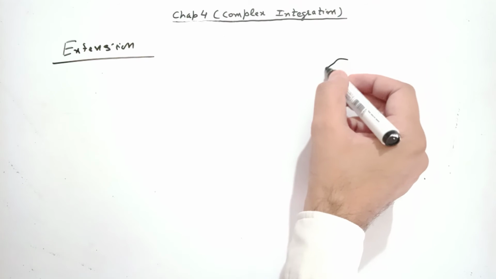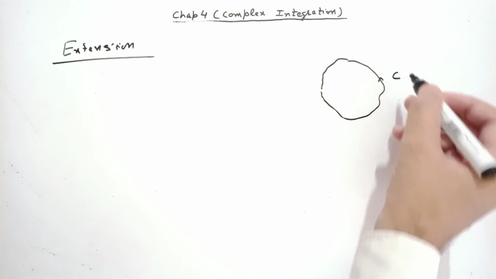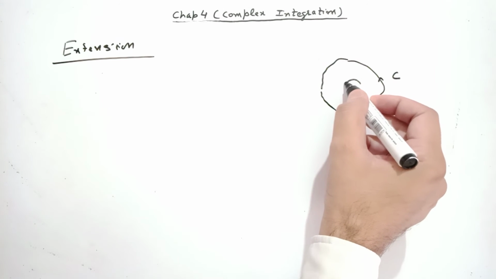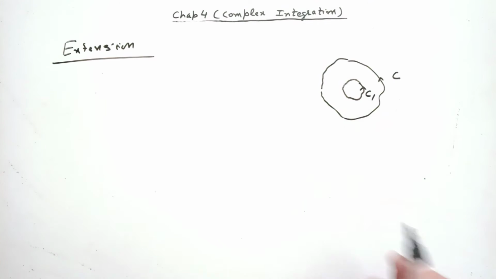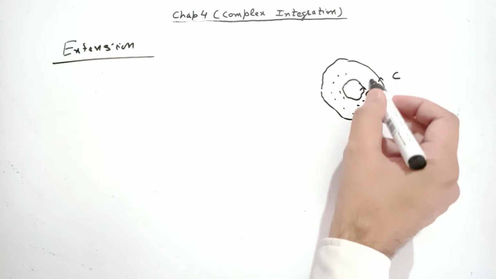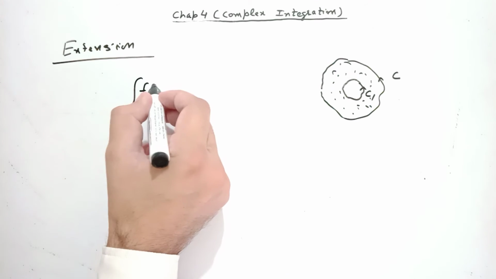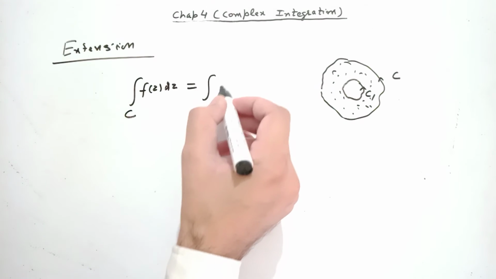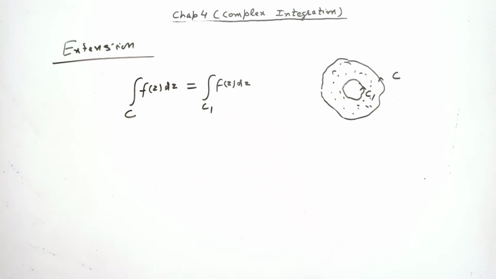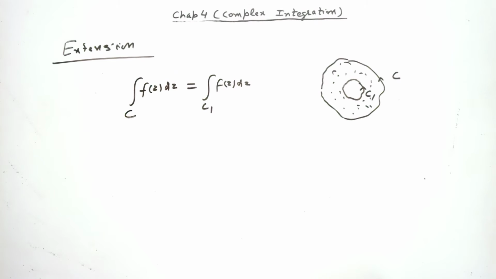Suppose f(z) is analytic in a simple closed contour C. Okay, let me read it like this. Suppose f(z) is analytic within and on this multiply connected region. Then the extension theorem says that the integral of f(z) along C is the same as the integral of f(z) along C1. It has a simple proof you can see in the lecture notes. It means if you need the integral along C, you can do the integral along C1, no problem.